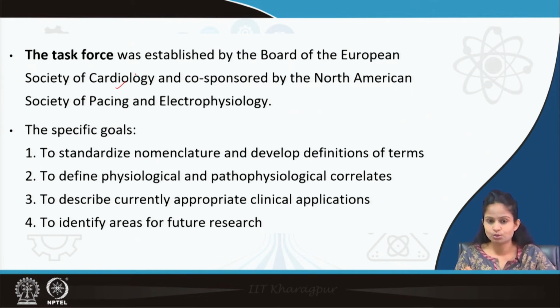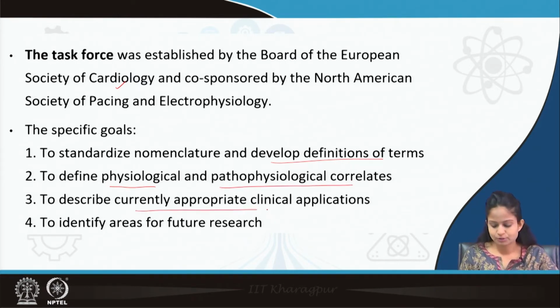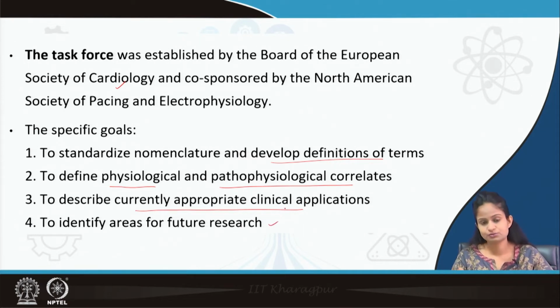What are the specific goals of this task force? First and foremost, they wanted to know the variations of this heart rate. For the nomenclature, they developed the definitions and terminology of various variations. They wanted to quantify heart rate variability. They wanted to study the physiological as well as pathophysiological correlates, describe currently appropriate clinical applications, and also see whether future research is possible or not. They wanted to identify certain various areas.